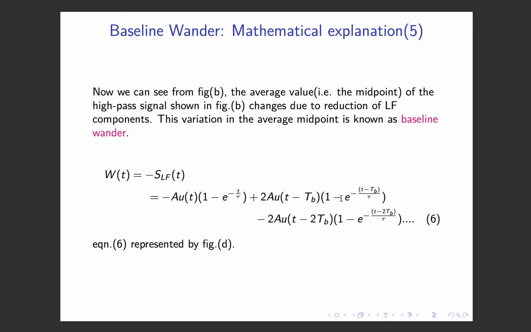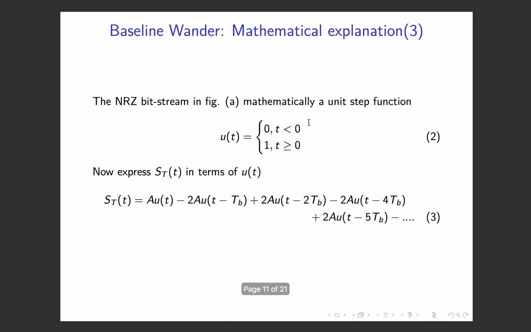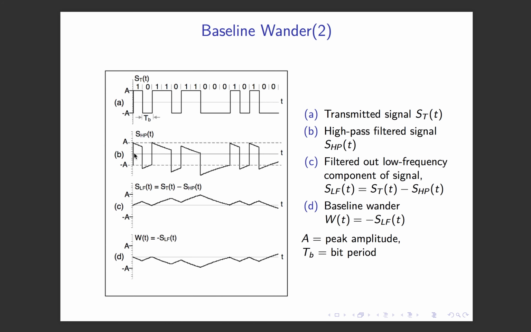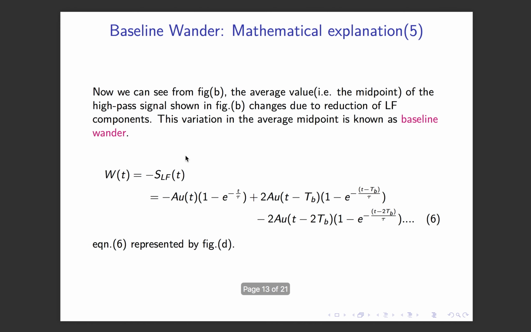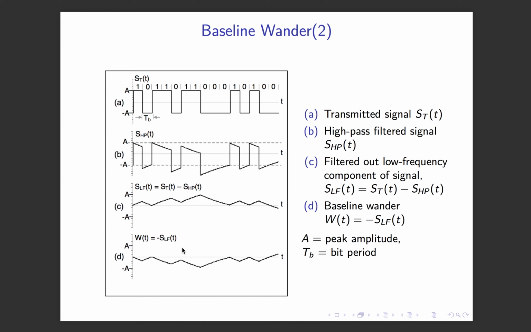So this variation in the average midpoint, whatever I'm telling you, whenever this line starts drifting between these two dotted lines, it is called baseline wandering. The more it wanders around the mean, the more error will be introduced in the system. The more stable it is, the better the design. So this is the expression for the wandering. As we have said, this is the inverse in sign of the low frequency components, and it's represented in diagram C, this one.